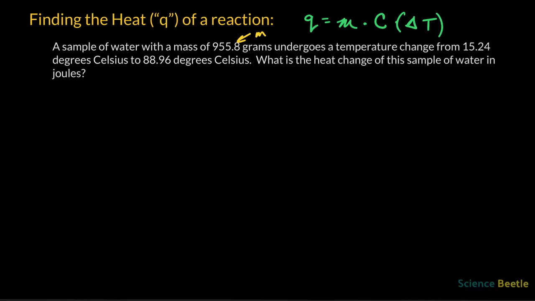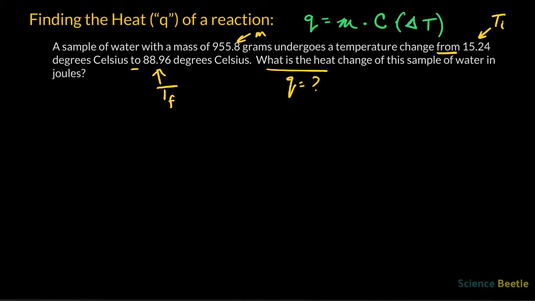Remember that the temperature change here is going to be the difference between the final and the initial. And so notice the key word here, it goes from, which means that this part right here is your T initial, degrees Celsius, and it goes to, so this next value is your T final. I'll just represent that as TF, also in degrees Celsius. And they want to know what is the heat change of this sample of water, and they want the answer in joules. So what we're looking for here is they want us to identify what Q is.